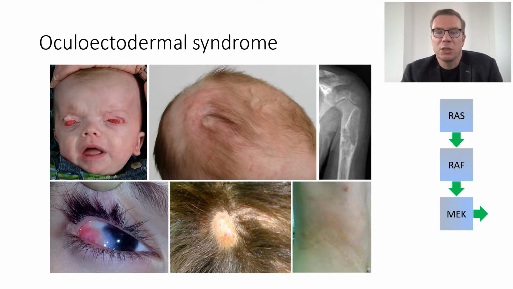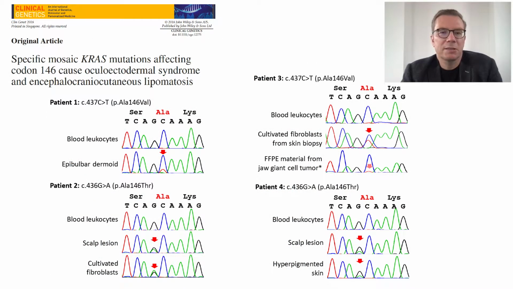Oculoectodermal syndrome is another RAS mosaic disorder with multiple anomalies that consist of epibulbar dermoids, aplasia cutis congenita, skin lesions and also bony lesions. And in this case of this rare disorder, we and others have shown that specific KRAS mutations are responsible for this syndrome, and consistently the mutations could not be demonstrated in the blood cells, but only in the affected tissue.